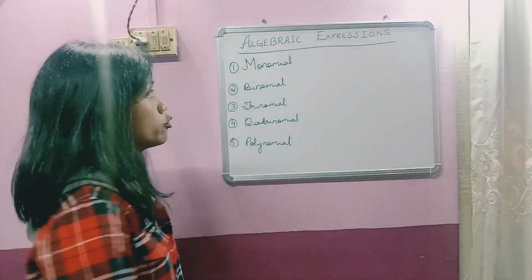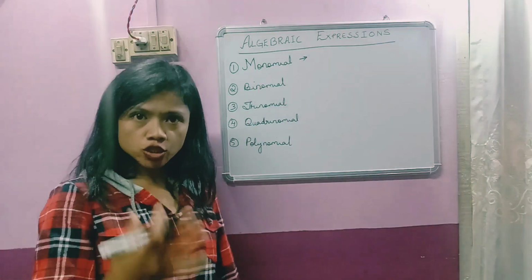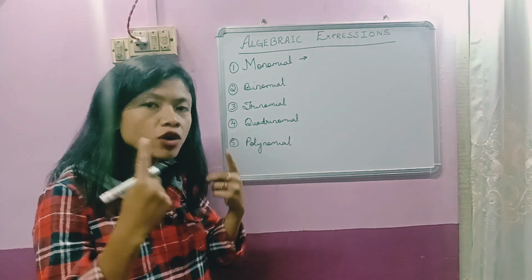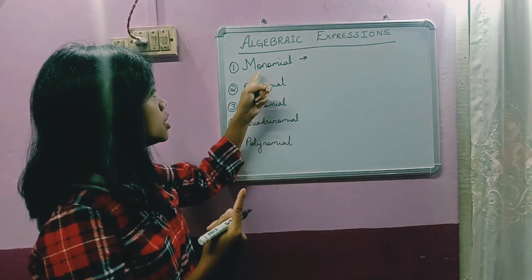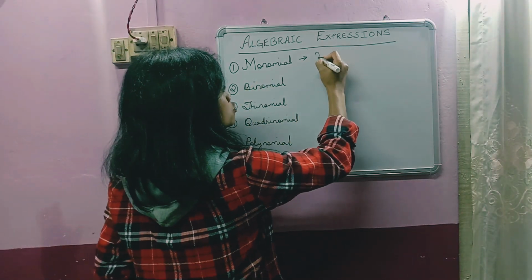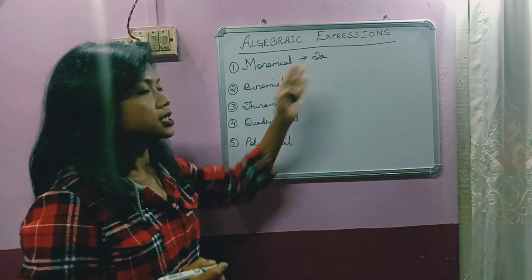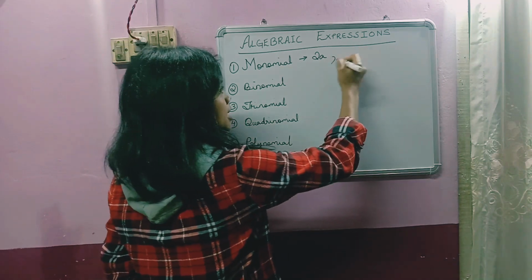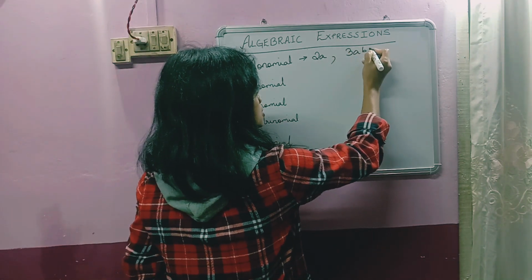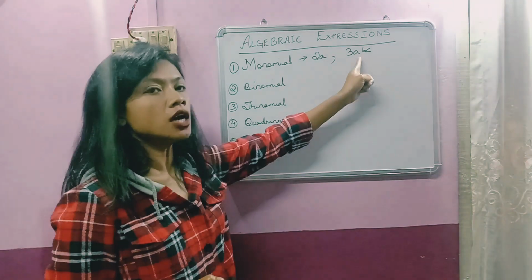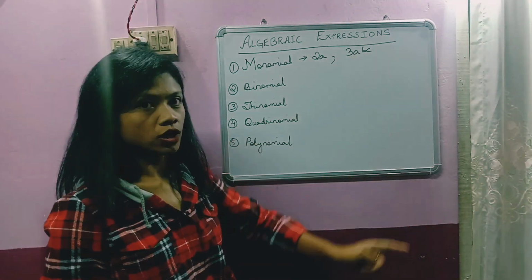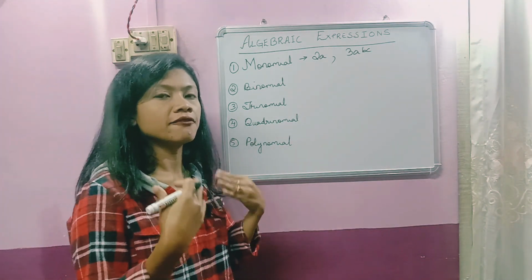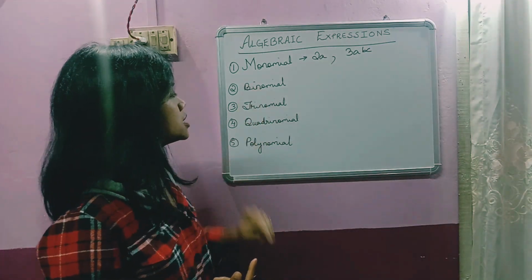Now what is a monomial? An algebraic expression that has only one term is known as a monomial. For example, if I give you 2a, this is a monomial. Why? Because it has only one term. Another example, 3abc. This is also a monomial. Why? Because it has only one term. So any algebraic expression that has only one term is known as a monomial.